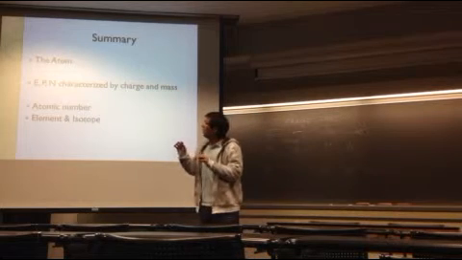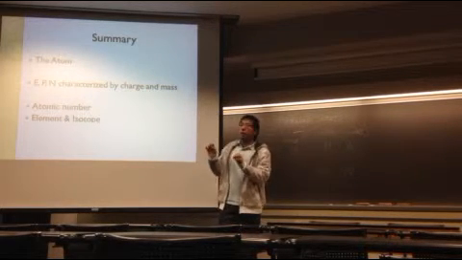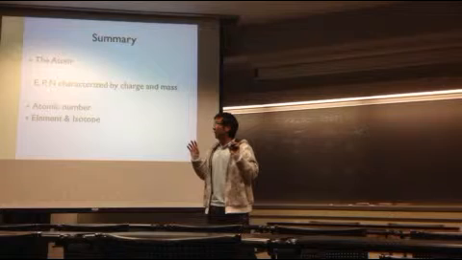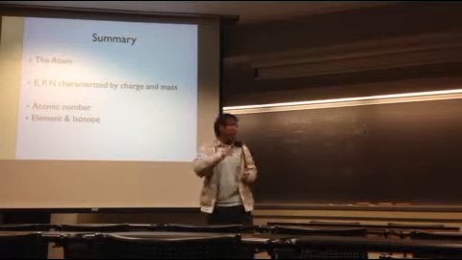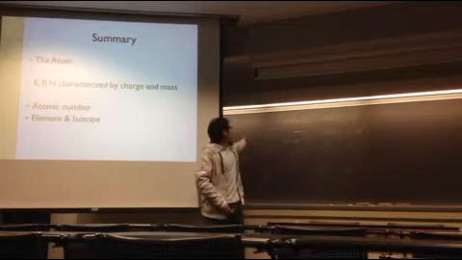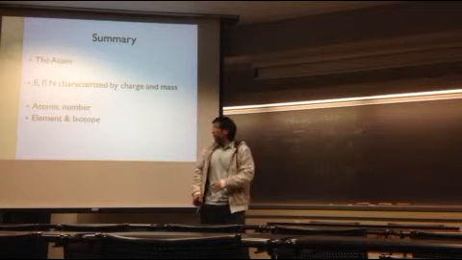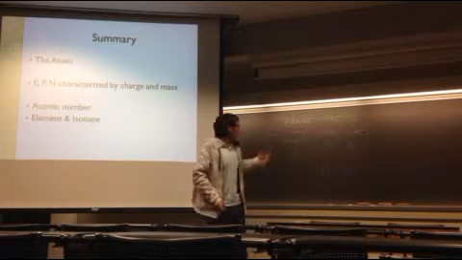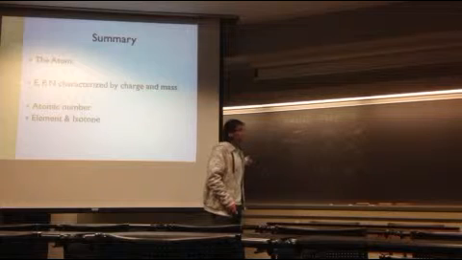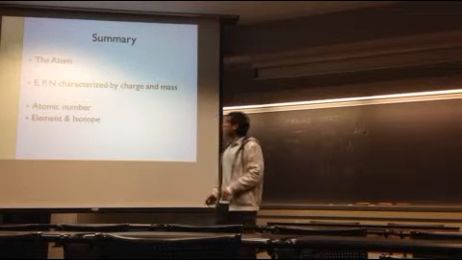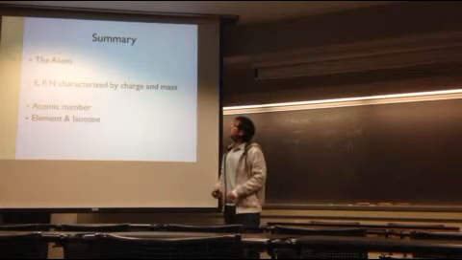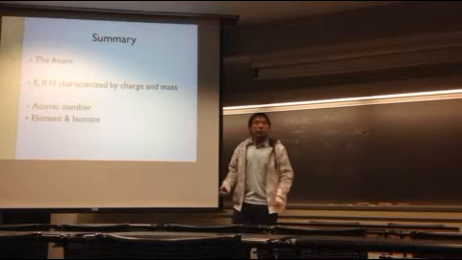The atoms with the same atomic number are called the same element, and they have almost exactly the same properties because they have the same distribution of charge. Okay, and isotopes are just the same atom with different numbers of neutrons. Okay, so you pretty much know everything here. Do you have any questions?